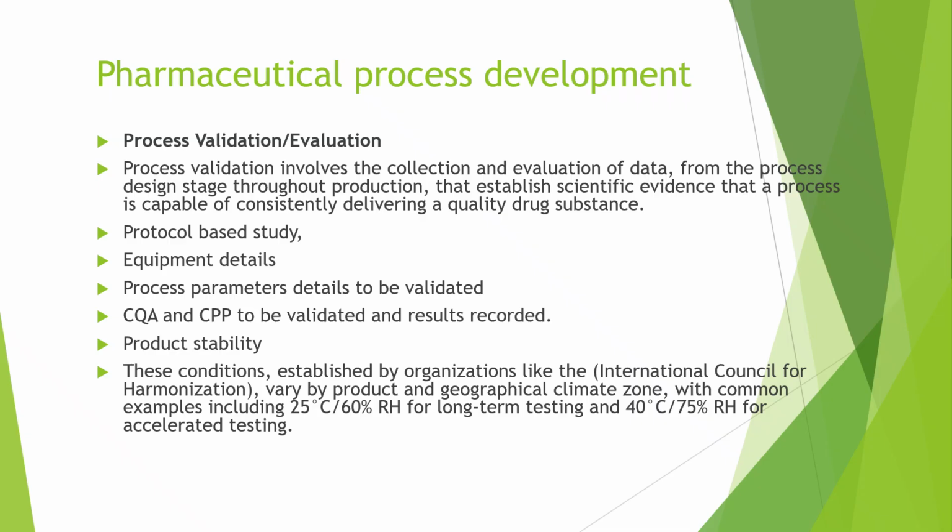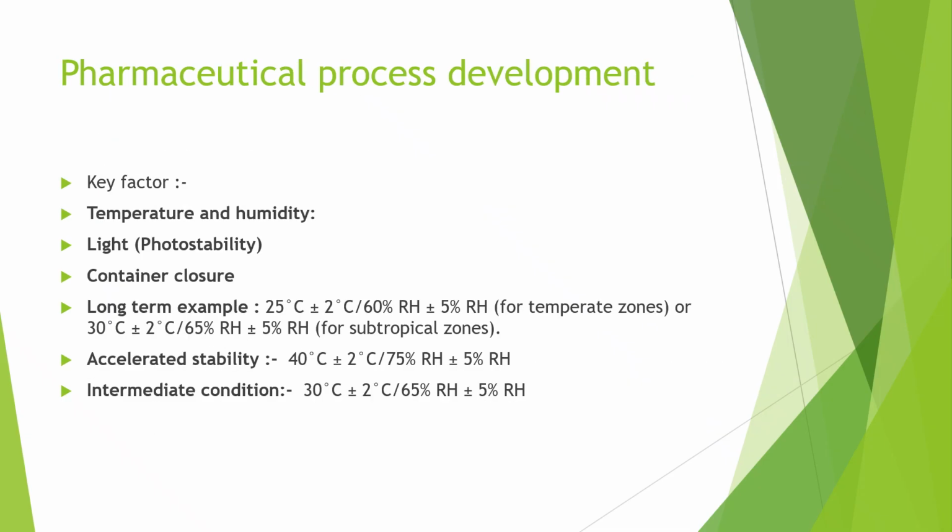These conditions are established by organizations like the International Council for Harmonization, meaning the ICH guideline, and vary from product to product or by geographical climatic zone. Stability studies are always performed with respect to geographical zones. A common example: 25 degrees centigrade 60% RH is the long-term testing, and 40 degrees centigrade 75% RH is the accelerated stability testing. It means all the zones are to be covered for stability testing. In any zone the product goes, it should remain stable.